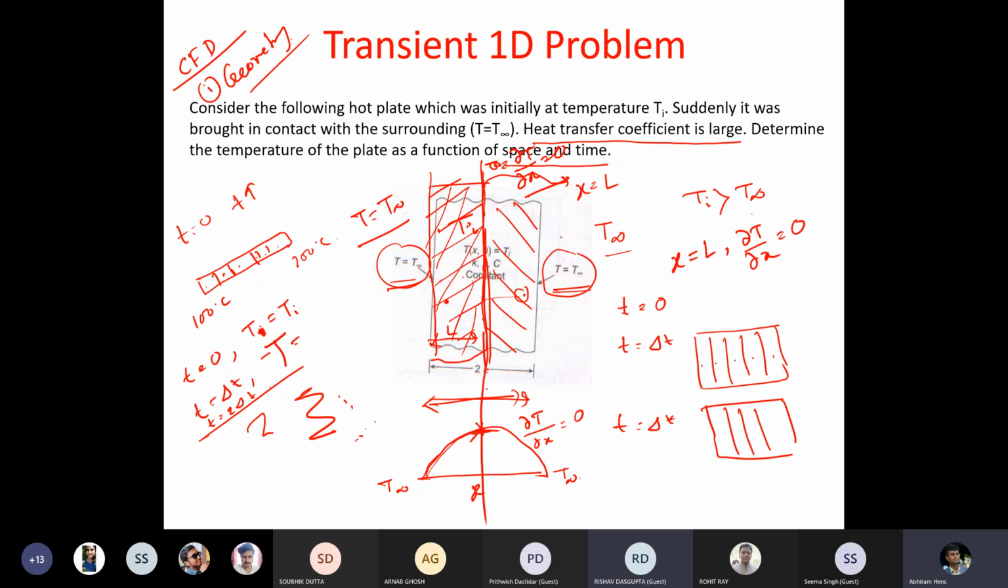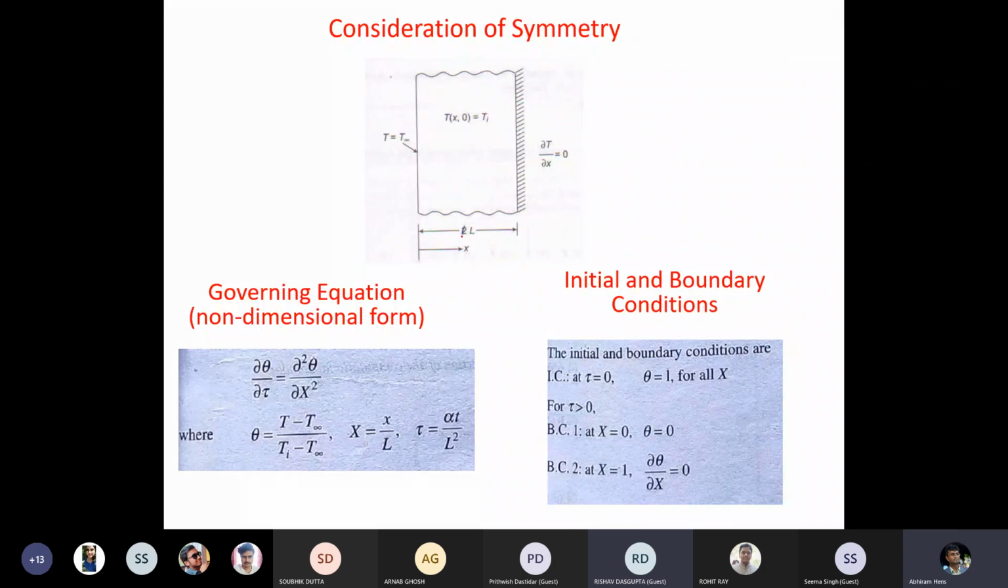Okay, so now let us go to the next step. This is the geometry that we are looking at. On one side T equals T infinity, and on the other side the boundary condition is dT/dx equal to 0. This sign is given to indicate that symmetry is there, so the other half will be just a mirror image of it. We will solve this part, and the initial condition is that at time t equal to 0, all the points are at Ti. The temperature is given there. So this is the geometry part.